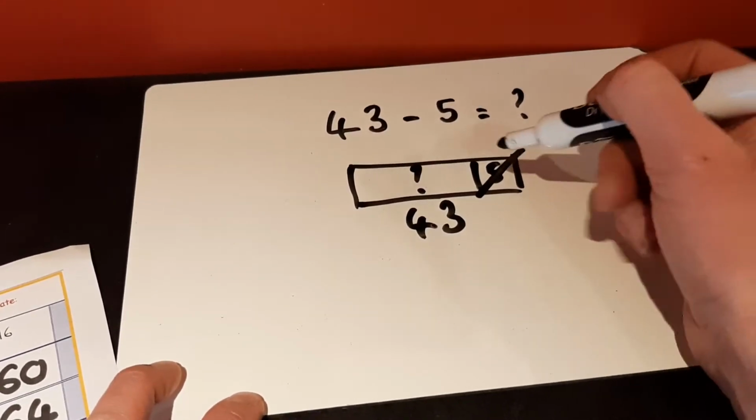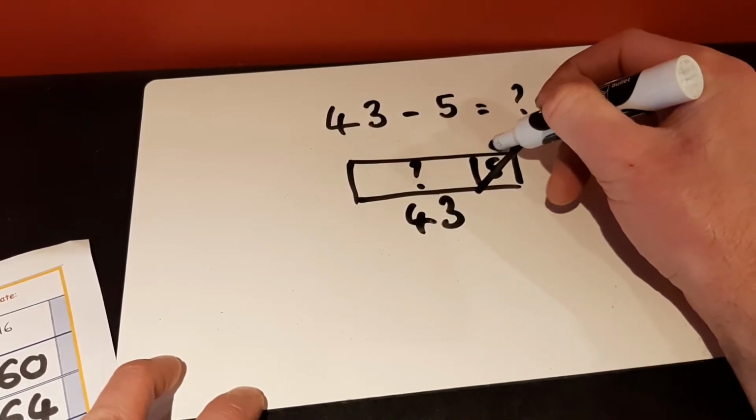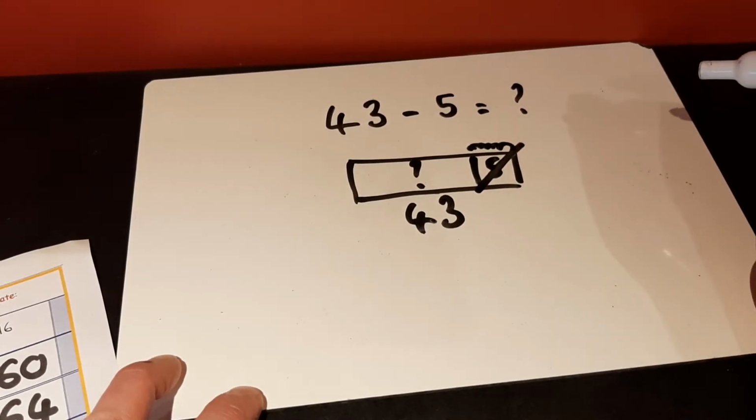One way you can do it is to obviously count back. 1, 2, 3, 4, 5. You might get to the answer that way.